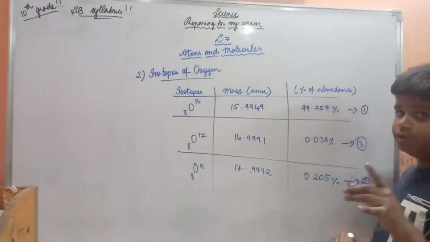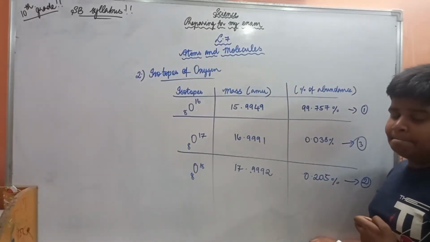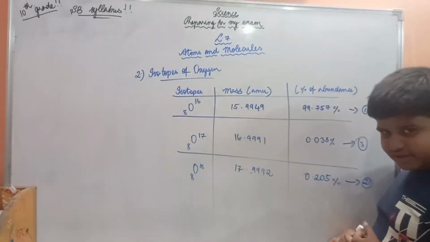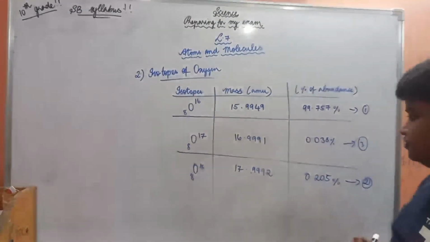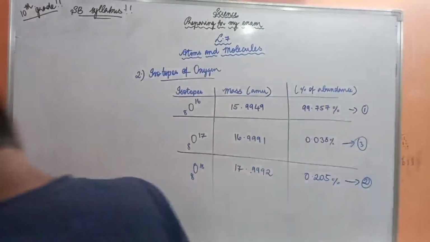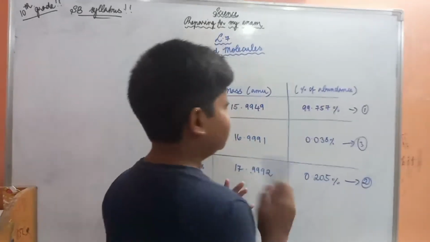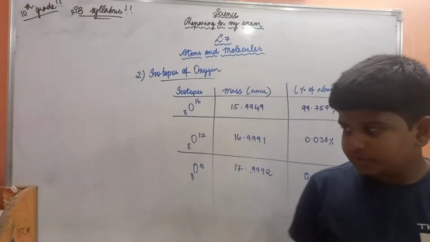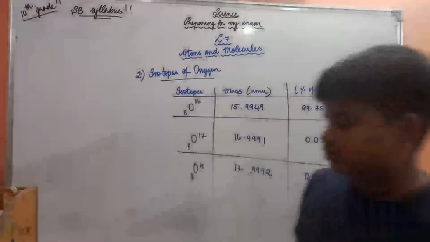So 99.759, 0.038, 0.205. Sorry guys, it's 0.038. So I hope you understood the isotopes of oxygen.